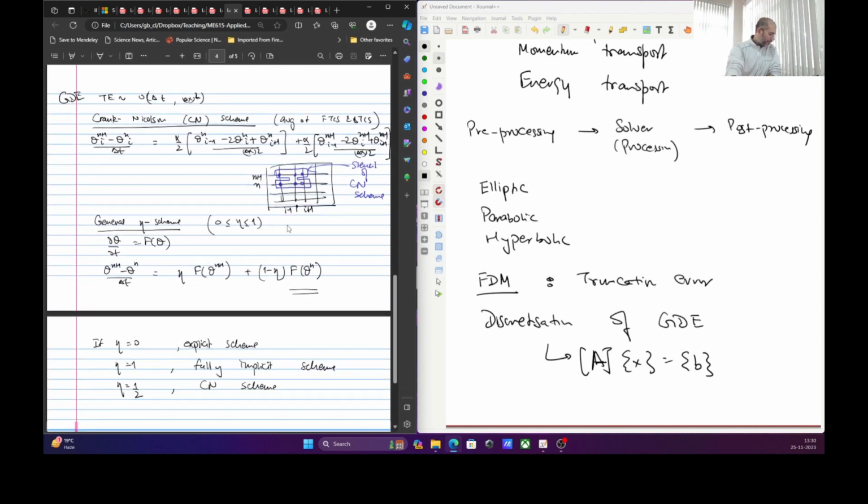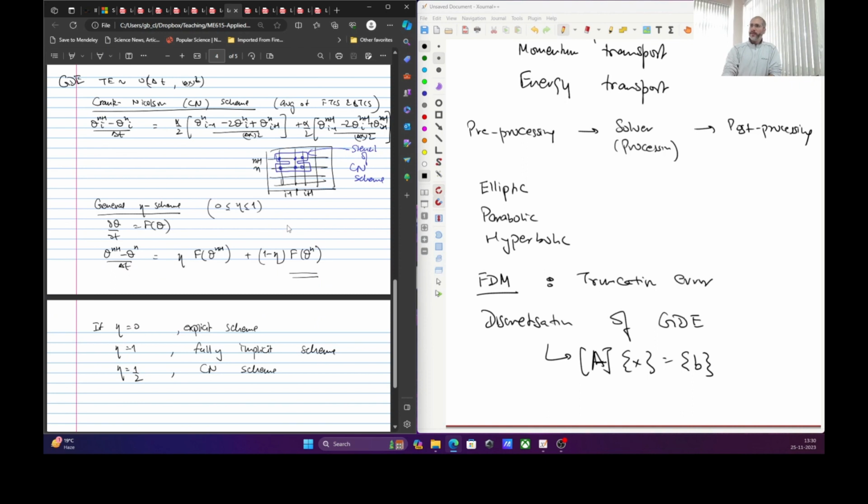We also talked about other schemes like Crank-Nicolson, which is order delta x squared as compared to the previous ones that we have seen. So it gives better accuracy, but of course the stencil is more dense. So you have more number of points in the matrix, so more work is required.